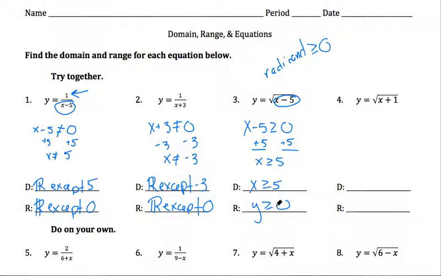Let's look at another example here. We've got the square root of x plus 1. And again, we're going to just say x plus 1 is greater than or equal to 0. Subtract 1, x is greater than or equal to negative 1. And that's going to be our domain. And our range is still going to stay basically there as y is greater than or equal to 0. Now, if you think about putting in negative 1, you would get 0, so that's another way to think about that. We could get 0 still here.